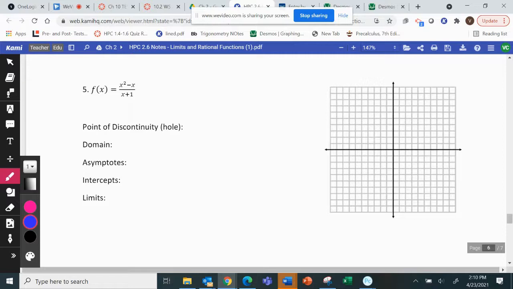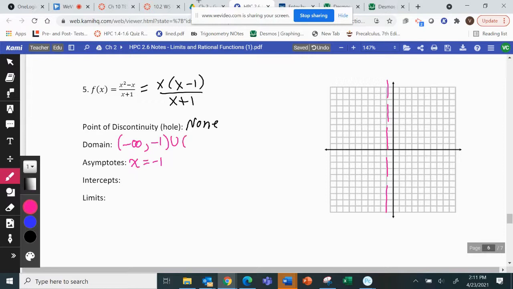So for this next one, we're definitely going to factor it. And I'll have x times x minus 1 over x plus 1. So we would have none for point of discontinuity. No holes. We do have an asymptote at x equals negative 1. And that means that my domain is going to go from negative infinity to negative 1, union, negative 1 to infinity.